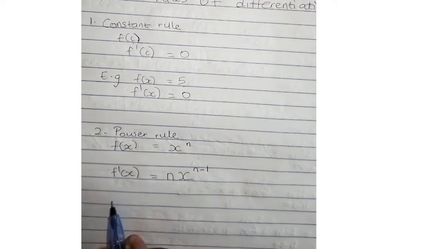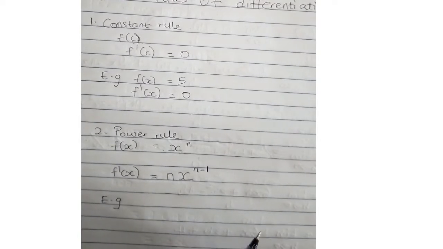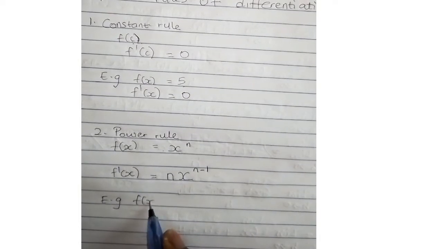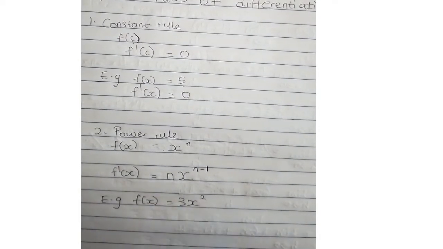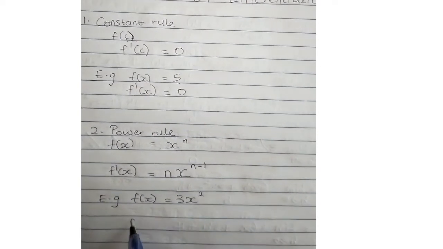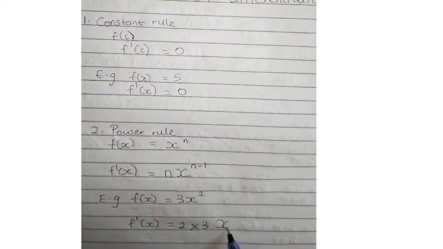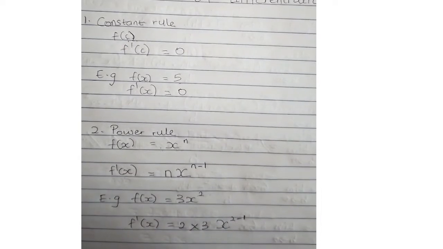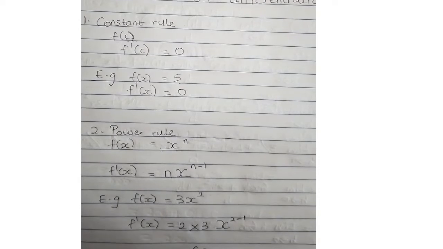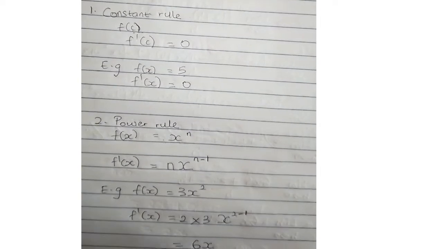I'm going to take an example under that. We're given a question, f(x) = 3x squared, and we're asked to differentiate this. By differentiating this, the power is going to multiply the value, then you subtract the power by 1. So this is going to become 2 times 3x to the power 2 minus 1, which gives us 2 times 3, which is 6x. 2 minus 1 is 1, so there's no need for us to write it. So this is the second rule of differentiation.